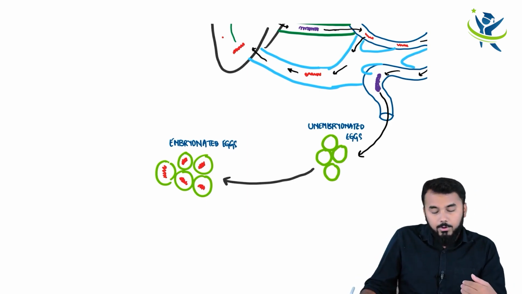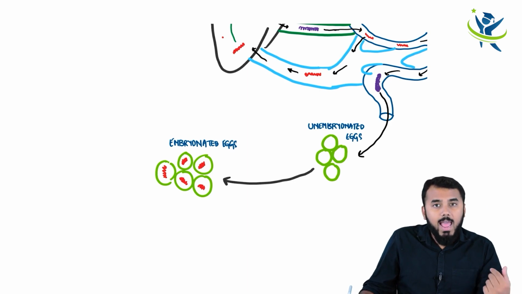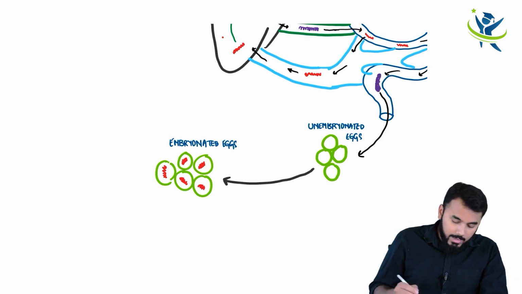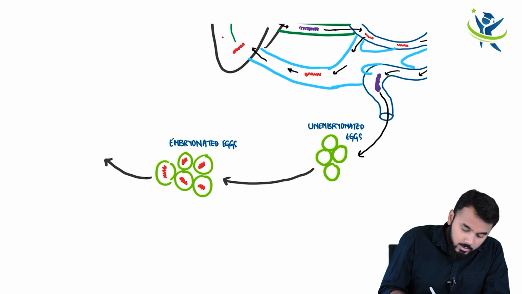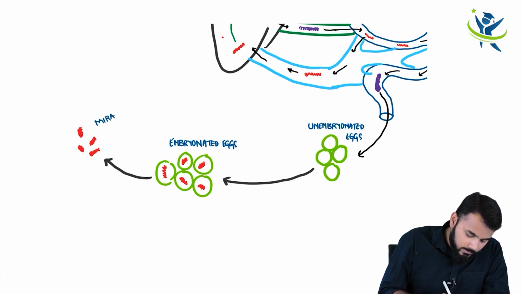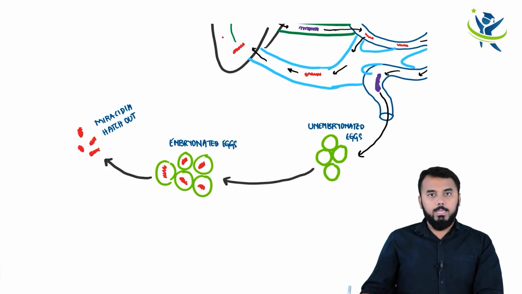Now from these embryonated eggs, what will hatch out? Miracidia will hatch out. This is your miracidia, which is going to be hatched out of this embryonated egg. So what is happening? Miracidia hatch out of these embryonated eggs.